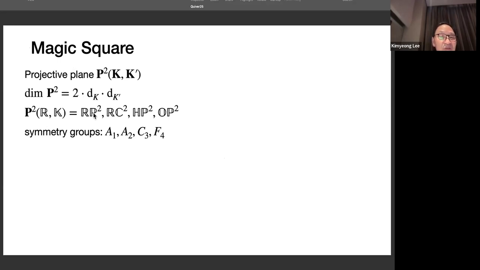Now, we know RP2 is SO(3) divided by O(2), and it has symmetry group SO(3), or maybe a smaller part of it, but as an algebra, one could say A1. Now, CP2 has a symmetry group SU3 or A2. Now, HP2 turns out to have symmetry group C3 or USp6. One can imagine that's right, but we don't know. I mean, mathematicians figured this out a long time ago. And OP2 has symmetry group F4.